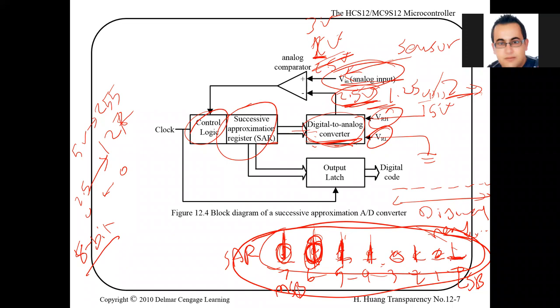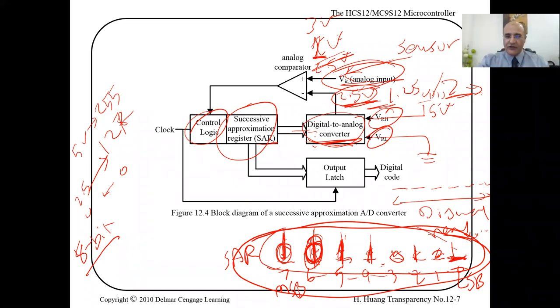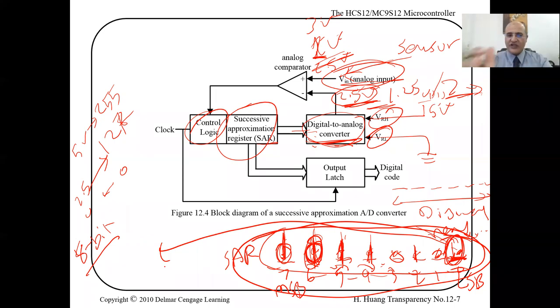But at the end, did you reach the actual value? Every time you go through the next step, the next bit, you get closer to the value. But did you get to the very accurate value at the end? No, there could be an error. How big is this error? You call it the quantization error. How big is this error? The worst case scenario depends on the number of bits.